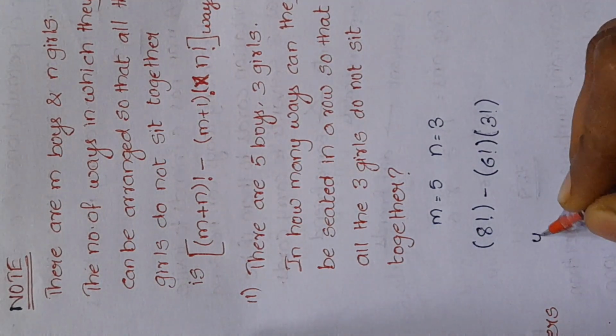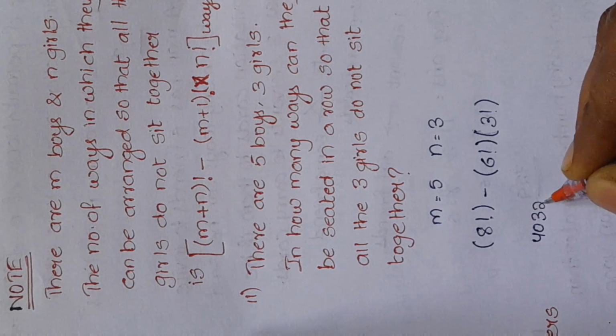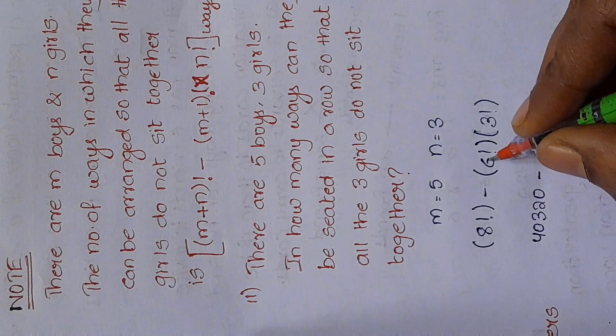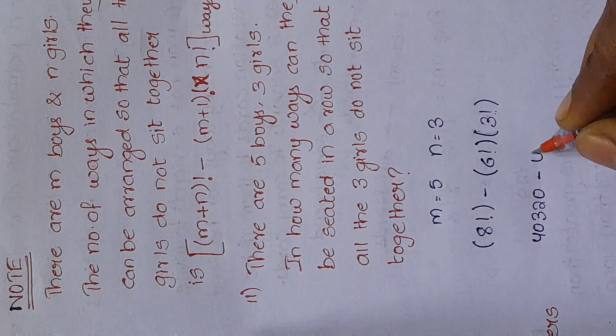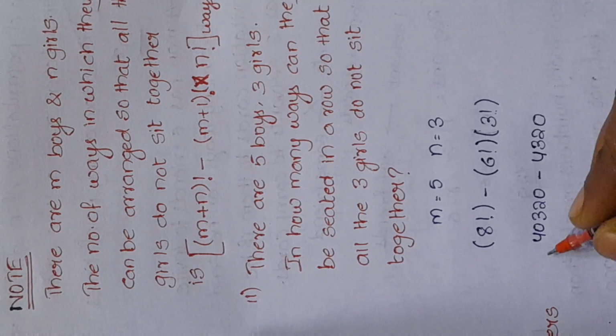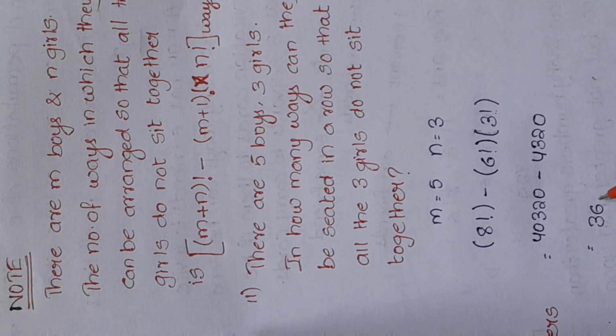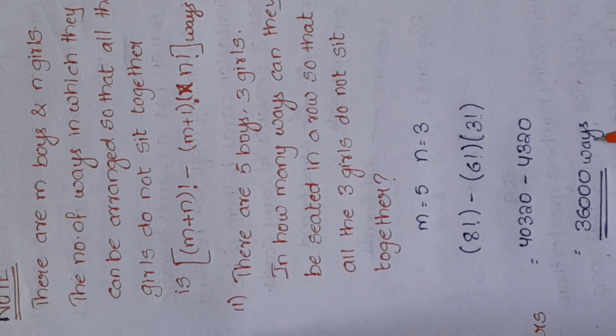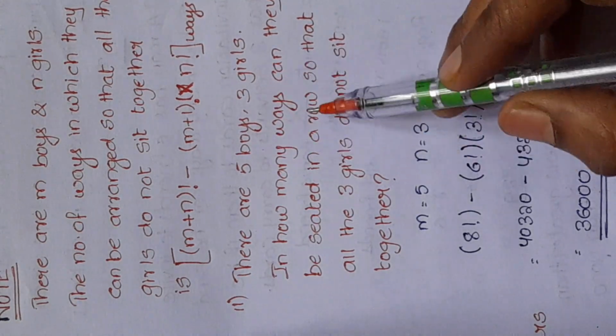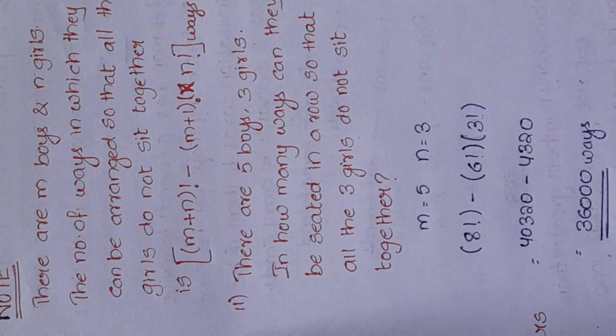8 factorial value is 40,320 minus 6 factorial into 3 factorial, which is 4,320. On subtracting this, we get 36,000. In 36,000 ways, these girls and boys can be seated so that 3 girls do not sit together.